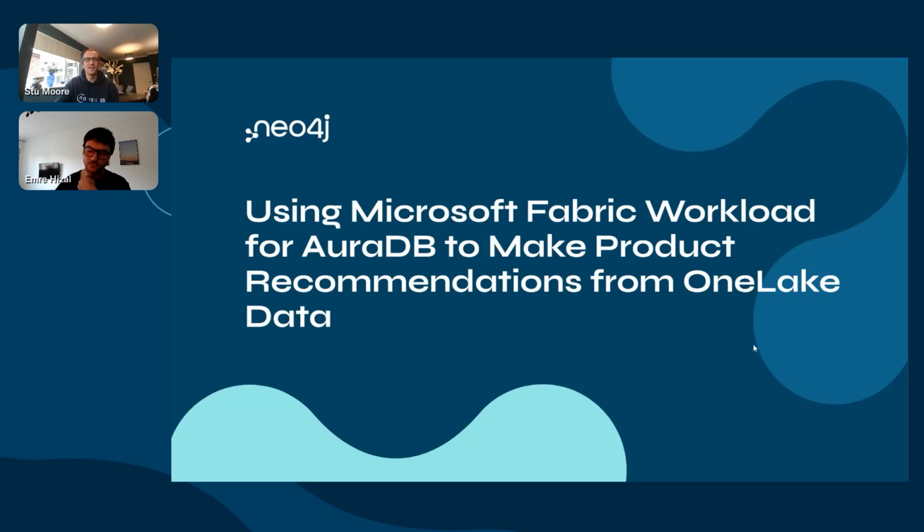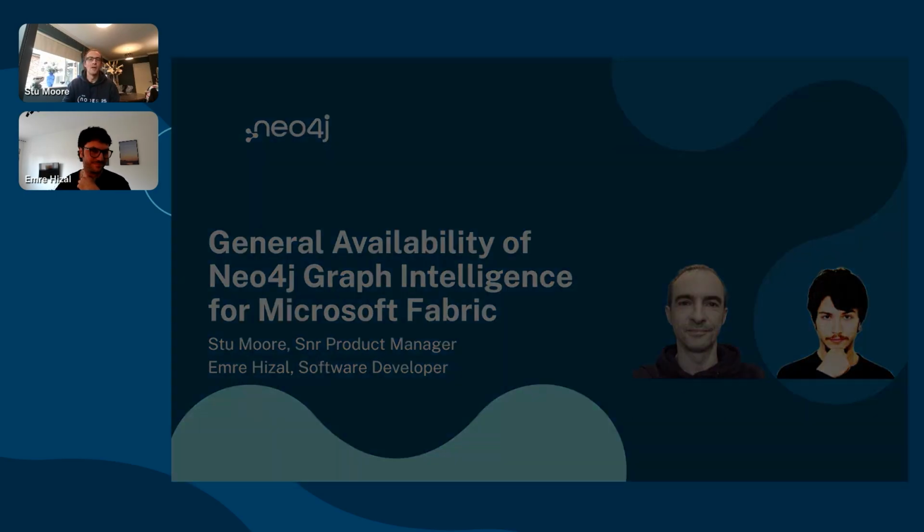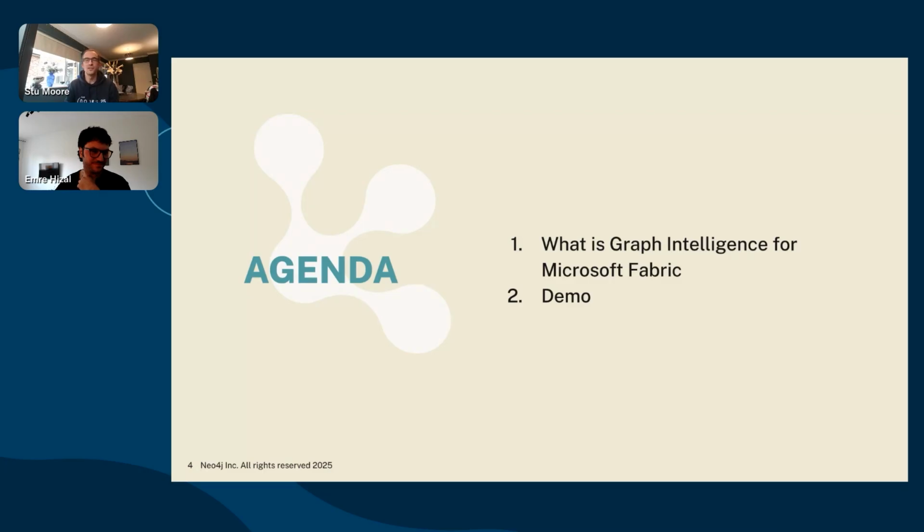So in change to the advertised product name, I'm really pleased to announce that 2 weeks ago, we went generally available with our new product offering called Neo4j Graph Intelligence for Microsoft Fabric. So over the course of this very fast lightning session, Emre, the chap on the right with the really good-looking headshot, and myself on the left, Stu Moore, with what looks more like a mugshot in comparison, are going to take you through what is Graph Intelligence.